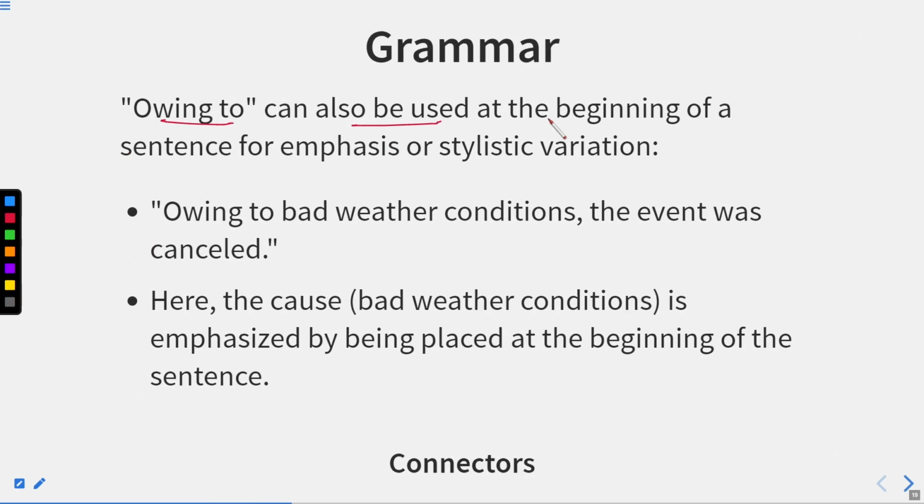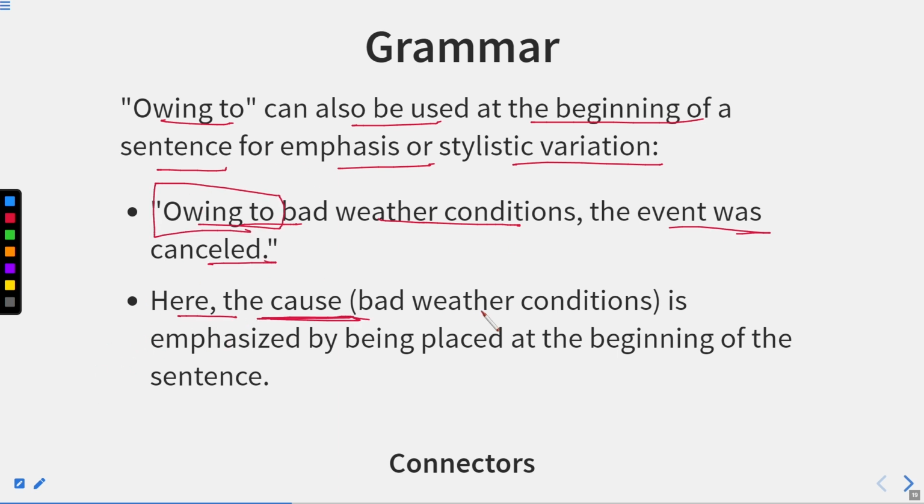"Owing to" can also be used at the beginning of the sentence for emphasis or a stylistic variation. Owing to bad weather conditions, the event was cancelled. So we can also use "owing to" in the beginning of the sentence. Here, the cause, bad weather conditions, is emphasized by being placed at the beginning of the sentence. So it is just to emphasize that particular cause that we can also use "owing to" in the beginning of the sentence.